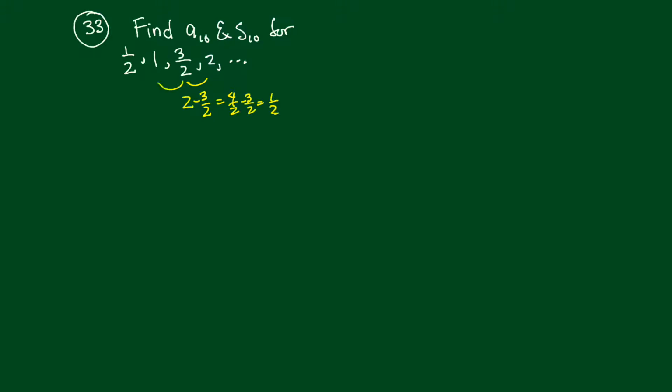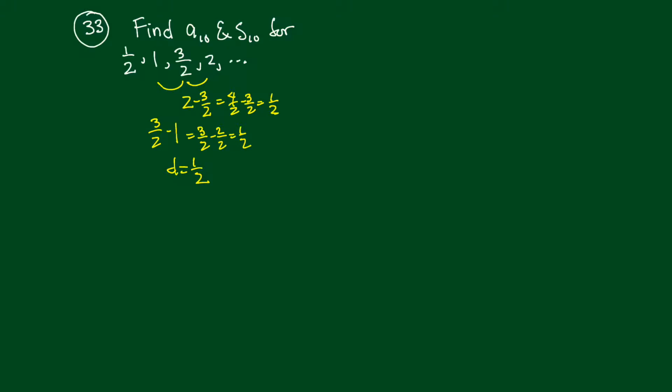Then if I did the same thing here, what would that be? 3 halves minus 1, which is 3 halves minus 2 halves, which is 1 half. So it looks to me like the common difference is 1 half. And we're told that it's an arithmetic sequence at the beginning of the problem. I found D twice, so I'm pretty confident that's what D is.